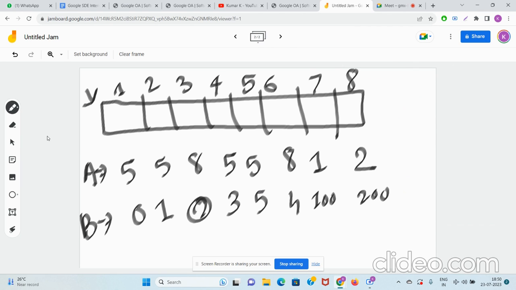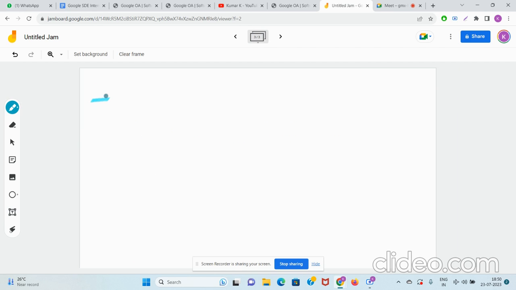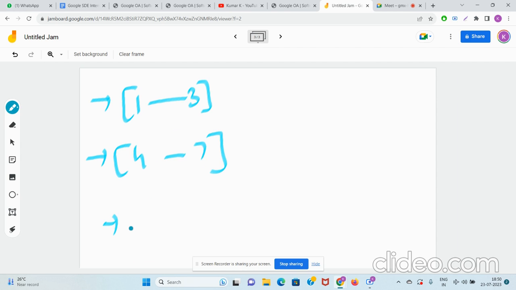Original array, guys, I'm dividing it into such parts. Can you tell me what will be the cost? First part is from 1 to 3. Then I am dividing from 4 to 7. Then the last part is 8. So my partitions are looking like this.